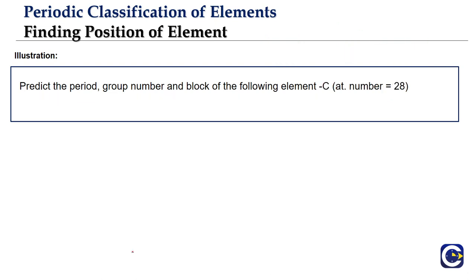Now we will go to one more example. Same thing, we have to predict the period number, group number and the block. What is the element here? Atomic number 28.